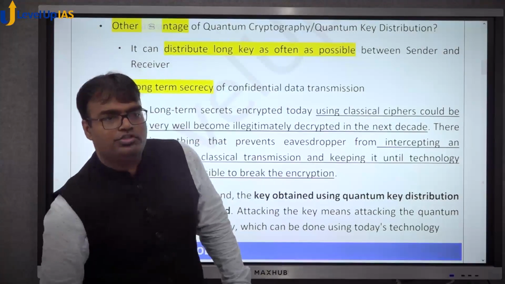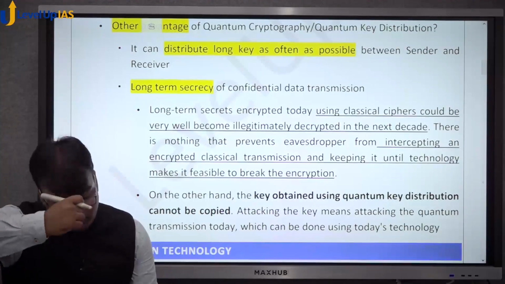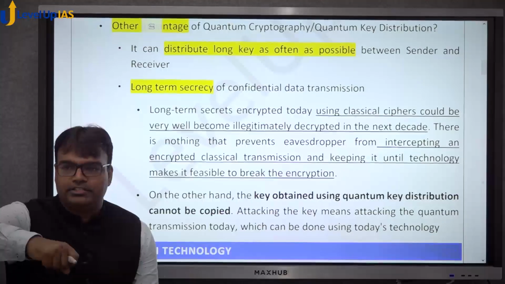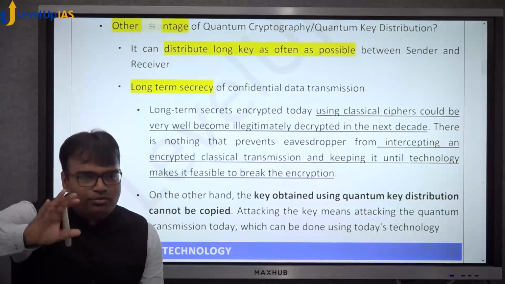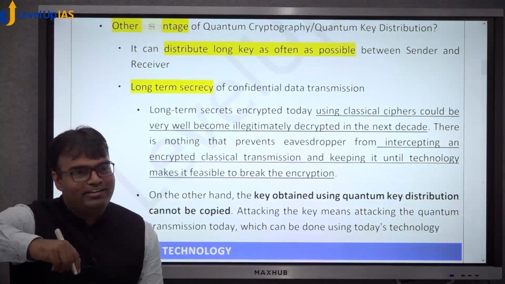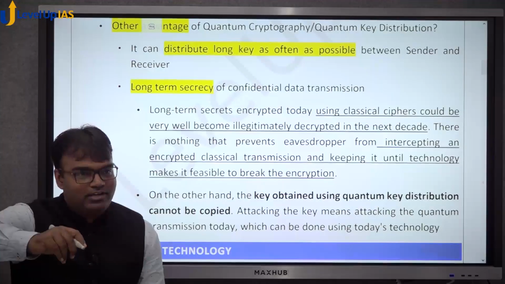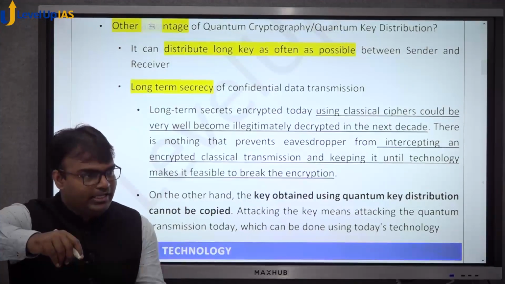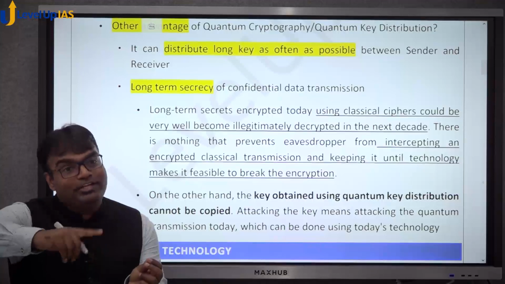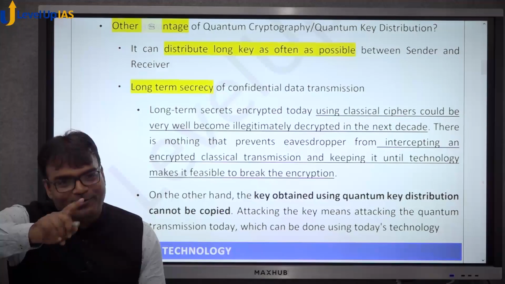Is public key cryptography not ensuring long-term secrecy? Public key cryptography is not ensuring that. Why? Suppose I am sending a message to Mayur right now, and that is encrypted. You read the message, but you do not have the decryption key. You cannot decrypt it. Only Mayur has the decryption key. But that is the scenario today. 10 years down the line, 20 years down the line, once computer capability increases, using key 1, which is public, you can get to know key 2. So 20 years down the line, the messages you are sending today are not secure.